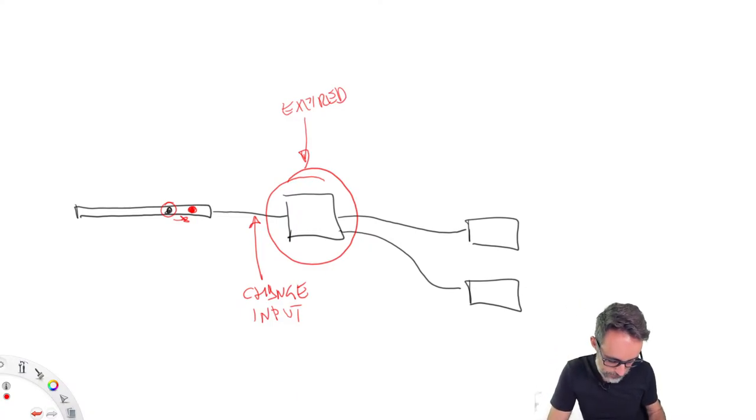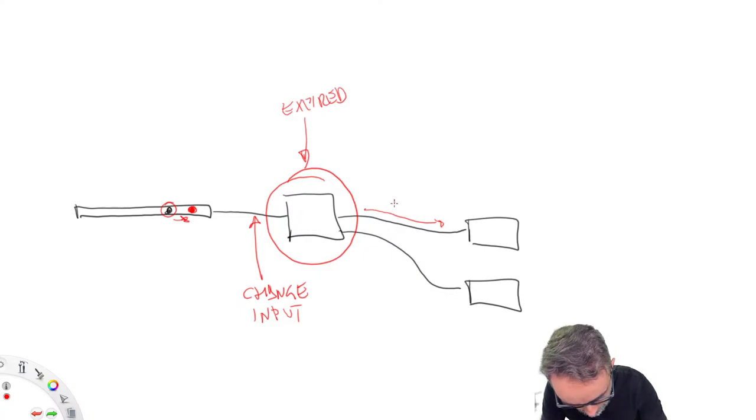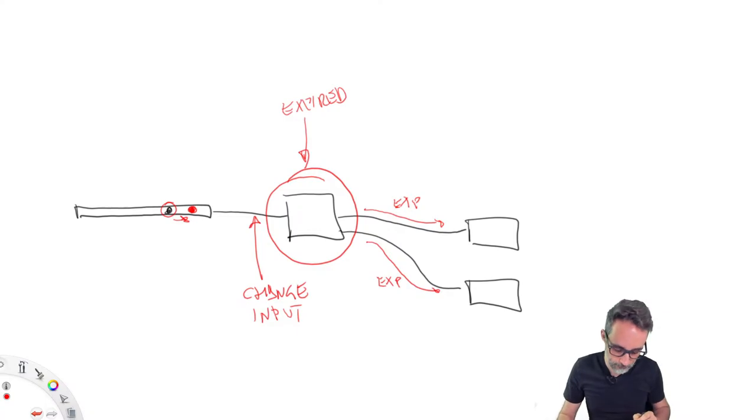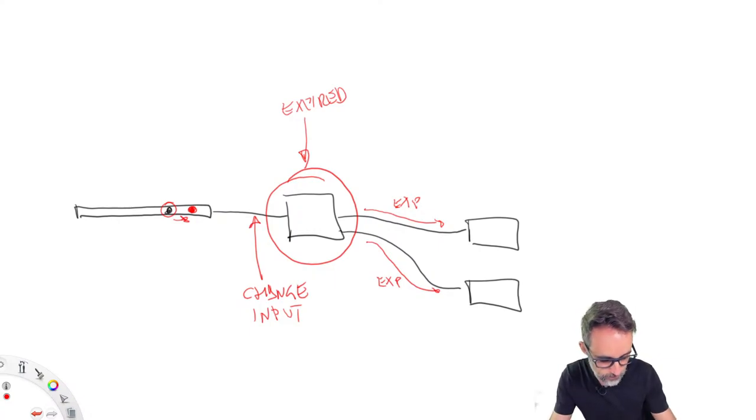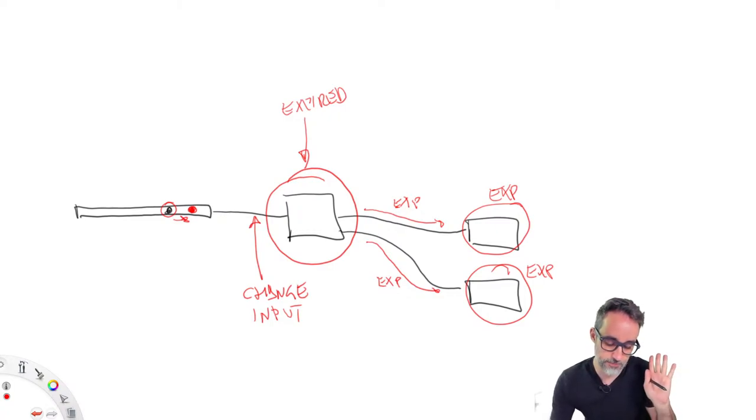And then what that means is that it says that this one should expire. This one should expire. And this one should expire. All right. And then this one expires as well. And this one expires as well. All right. So that's what happens.